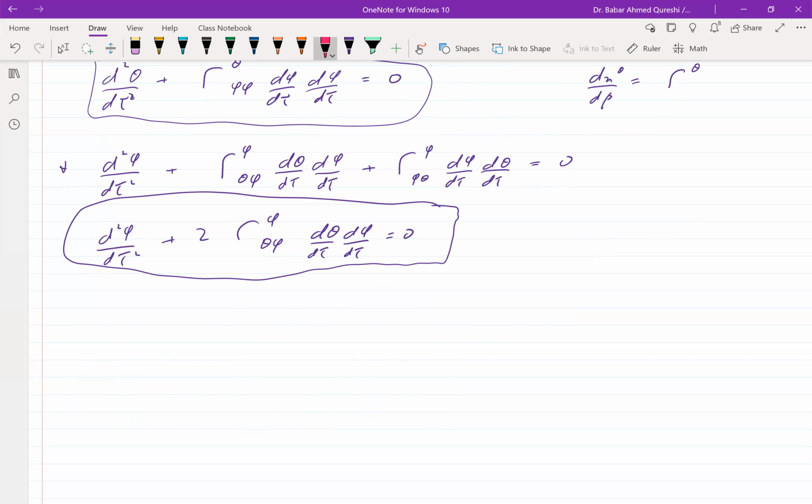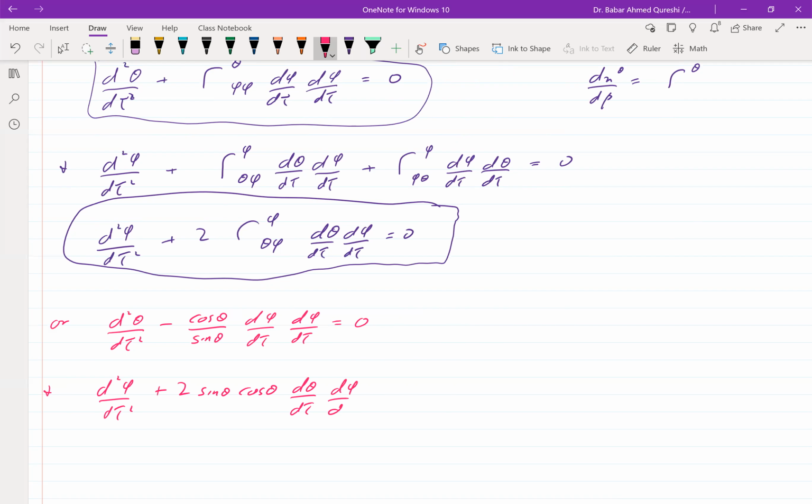Now I can put in these values for these guys. So this will take this form: minus cosine theta over sine theta d phi over d tau, d phi over d tau is 0, and d2 phi over d tau square plus 2 sine theta cosine theta d theta over d tau d phi over d tau.